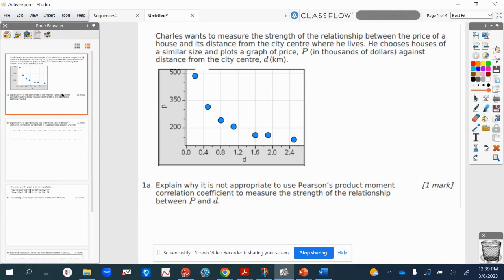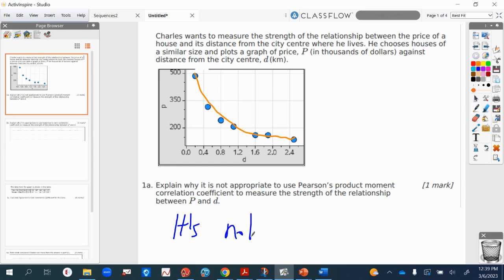Okay, so this is a fairly typical Spearman's rank question. The first part is just asking us why Pearson's would not be appropriate. That's because this is a non-linear relationship, so we should be able to see it by tracing out that curve there. So clearly not linear, and that's all you need. You only use Pearson's for linear relationships. It's not linear would be sufficient.